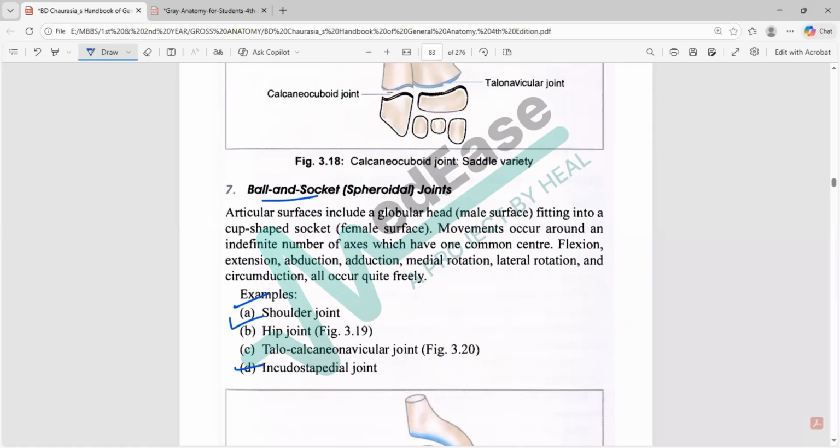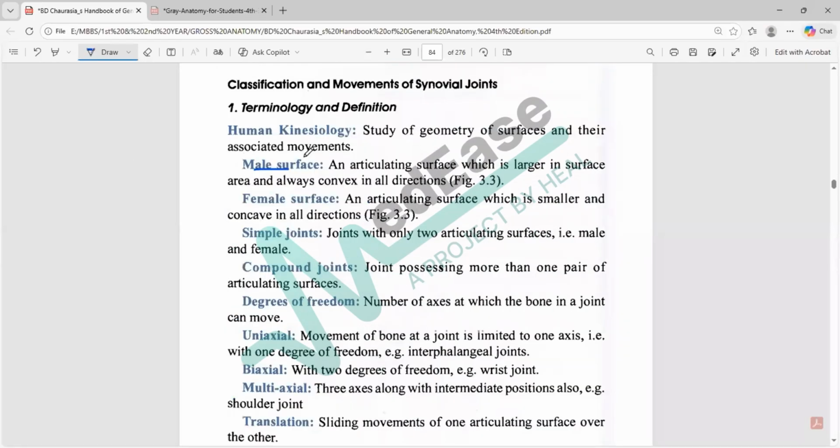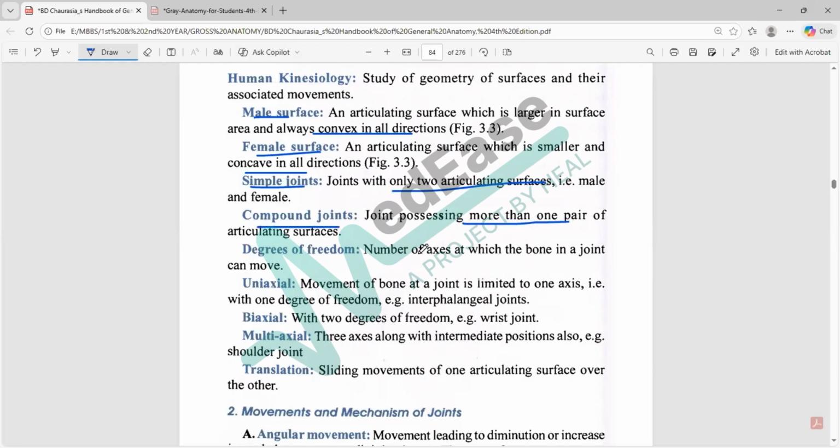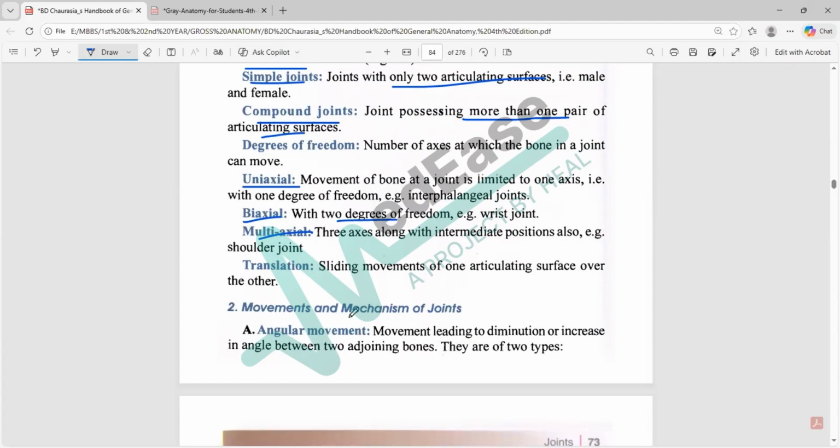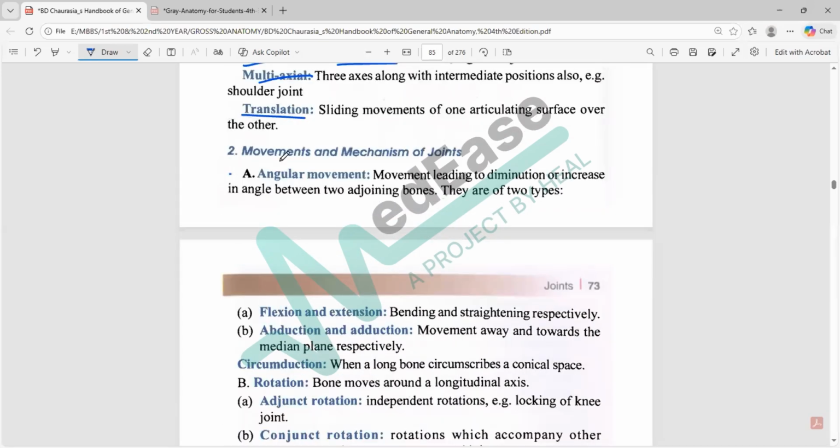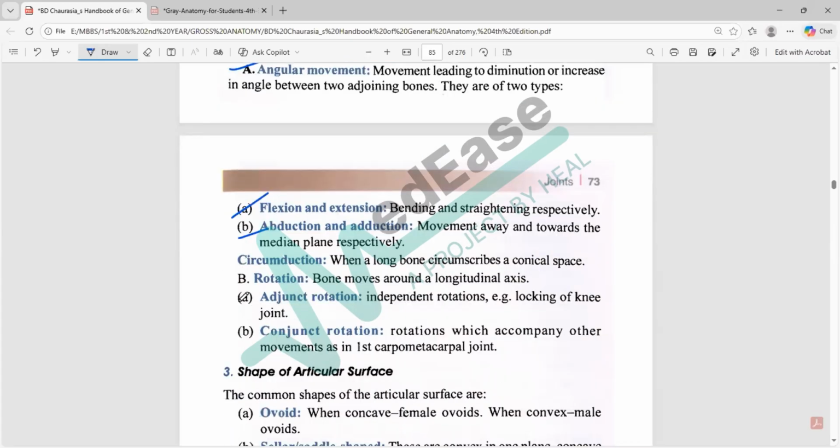Now, when we talk about some terminologies, we need to remember male surface, which is convex, female surface, which is concave, simple joint, which has only two articulating surfaces, compound joints, which have more than one pair of the articulating surfaces, uniaxial involve movement in one plane, the biaxial involving the 2 degrees of freedom, multi-axial involve 3-axis movement or multiple axis movements mainly. The translation is these sliding movements we normally use. We have discussed what is the angular movement, what is the flexion, extension, abduction. We have to remember the two main terms for the rotation, the adjunct and the conjunct rotations mainly.